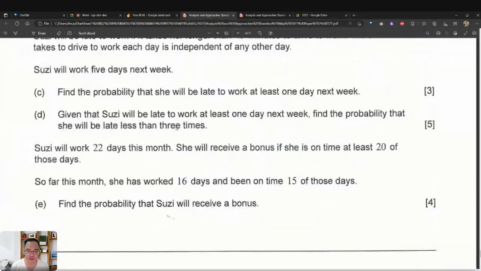So the wording is very important. At least is the key to choosing PDF or CDF.